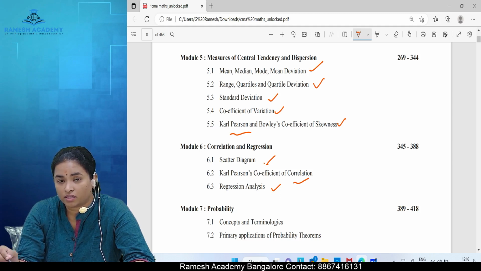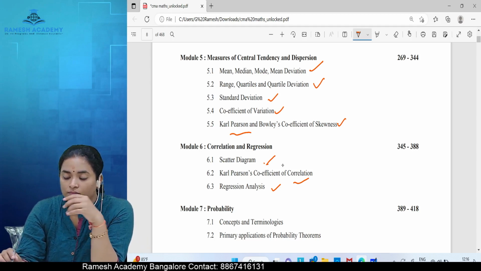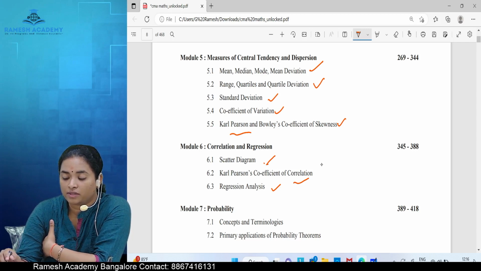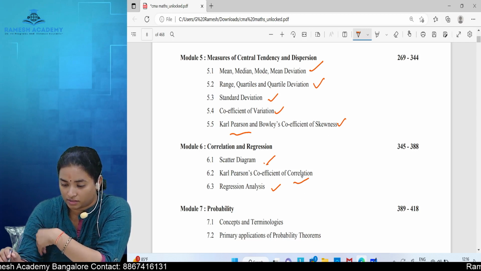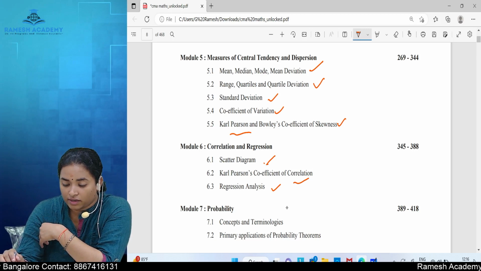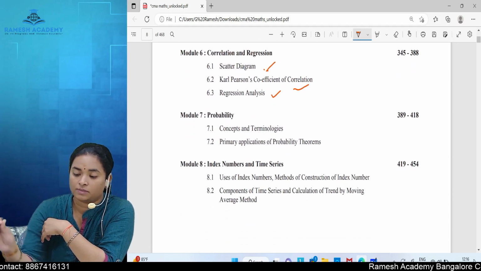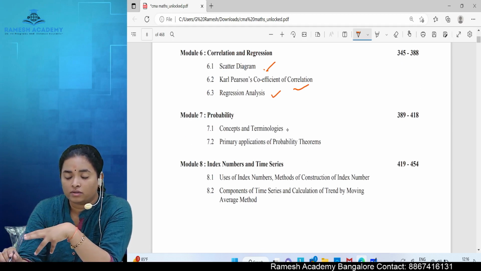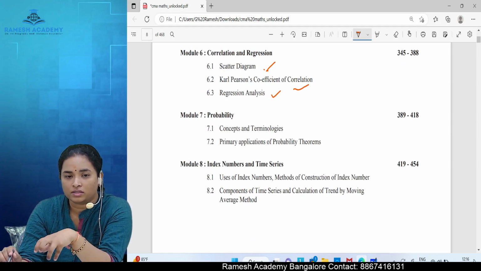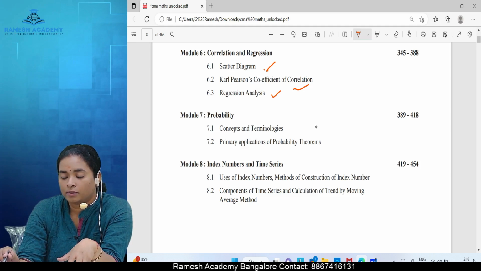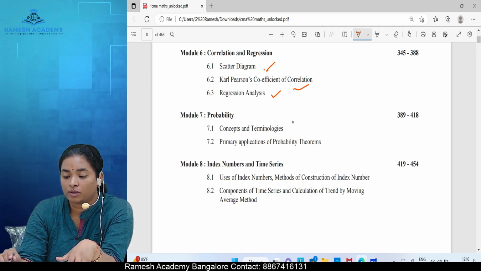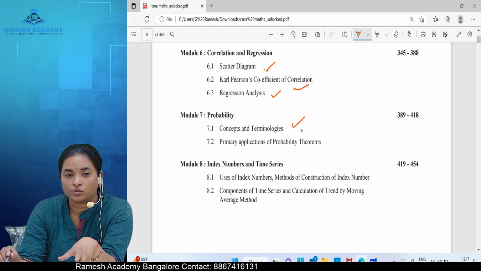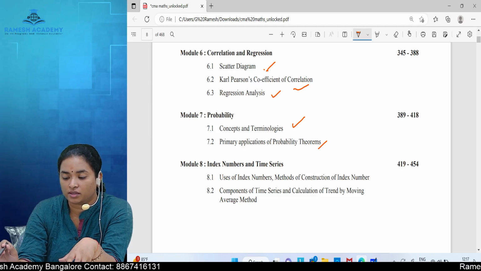Also we need some set of data for correlation and regression: scatter diagram, Karl Pearson coefficient of correlation, and regression analysis. Then we have probability concepts and terminologies. Here, what is probability and how do you find it? When we take probability alone, there is a huge set of formulas, but we will be going through a few concepts and terminologies used for probability, and here we have primary applications of probability theorems.